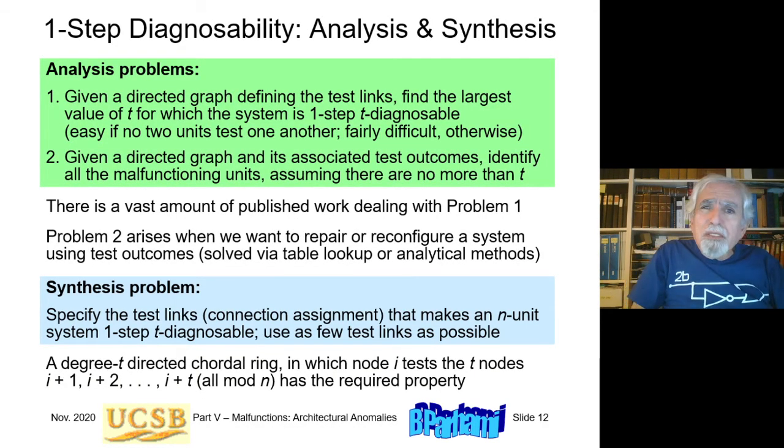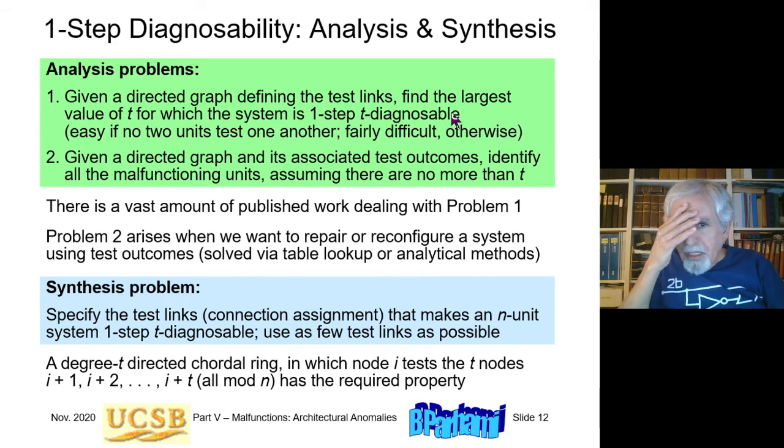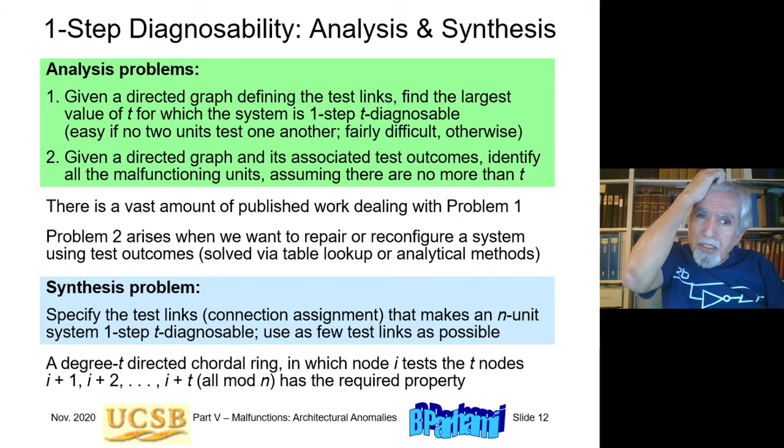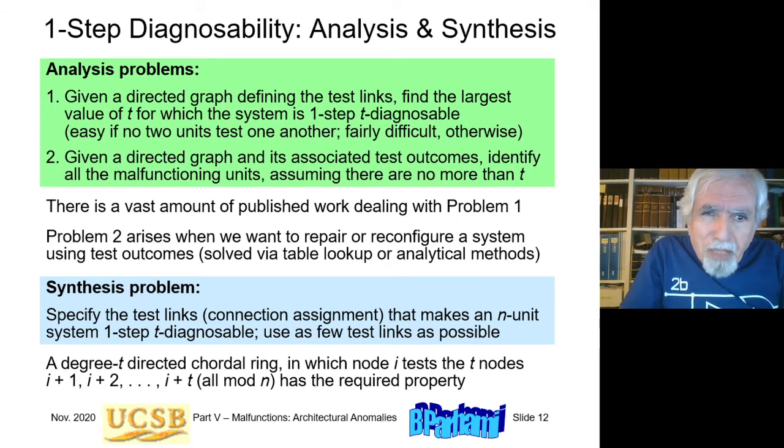So with regard to one-step diagnosability, we have two sets of problems: analysis problems and synthesis problems. Analysis problems are two of them. Given a directed graph defining the test links, find the largest value of t for which the system is one-step t-diagnosable. In other words, I give you the testing graph and then ask you, is this system, let's say, 3 diagnosable or 4 diagnosable? Or what is the largest value of t for which the system is t-diagnosable? And you have to come up with the answer.